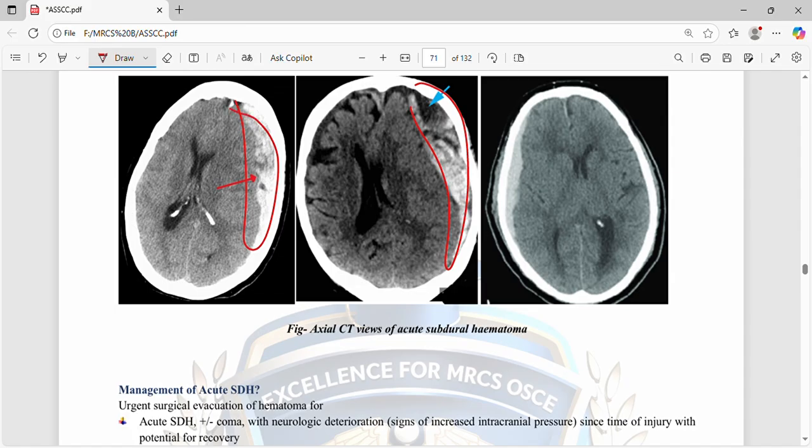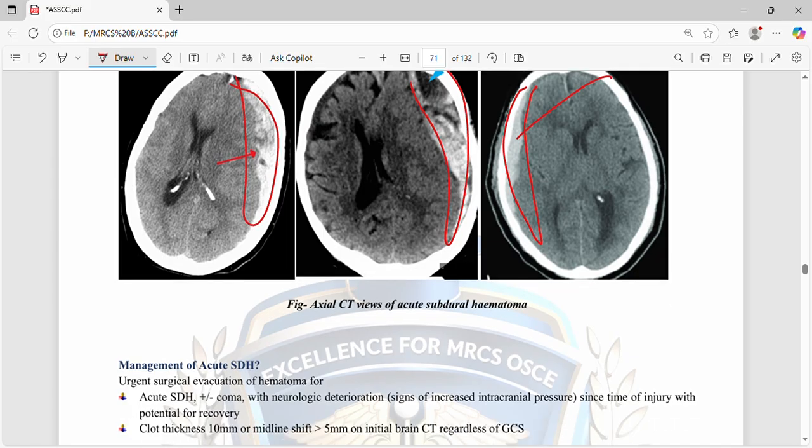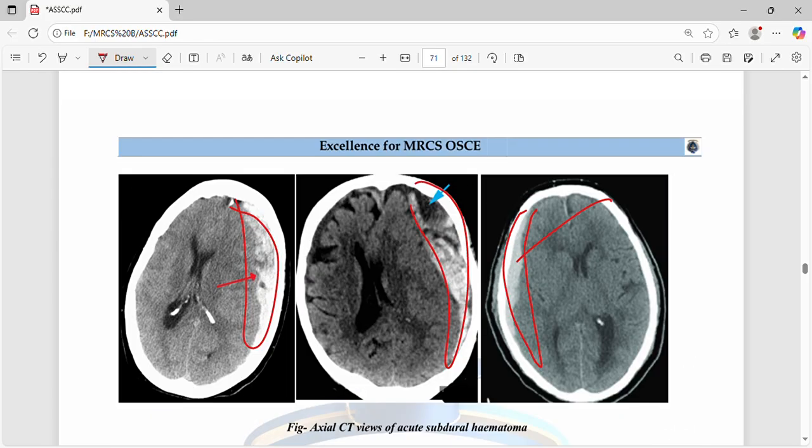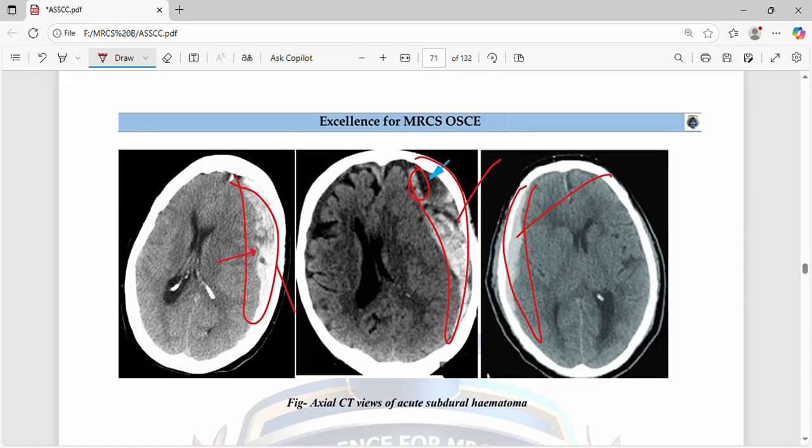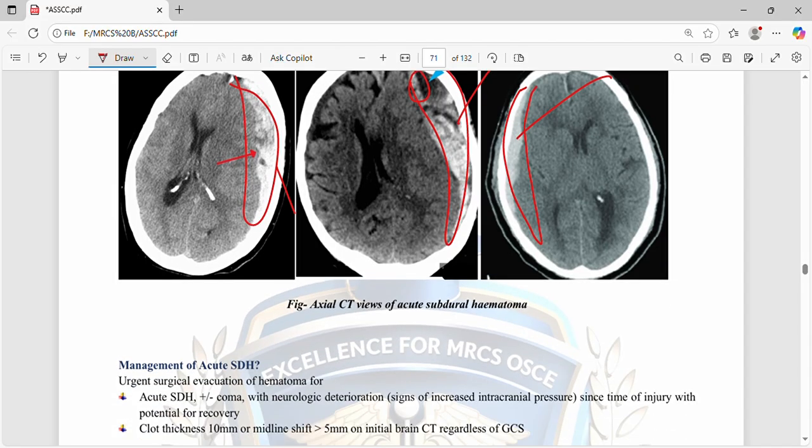So here again we have the subdural hematoma. Here, a crescent shape subdural hematoma. Again here this is acute hyperdense, this is again acute hyperdense, and this is again acute hyperdense. And here we have the hyperdense ischemic portion.